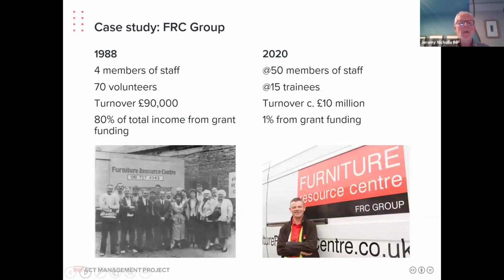So I want to look at the case study of an organization called the FRC Group. This is a social enterprise based in Liverpool. Although it is a social enterprise, it is very much a commercial organization in what it does. I am a non-executive director, and so live and breathe what's going on in the organization, and I chair the social value subcommittee within it. And FRC has won numerous social value or social impact awards for its reporting.